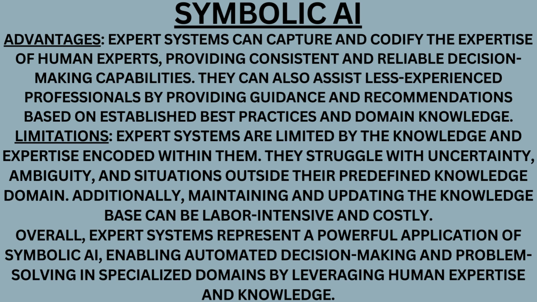Limitations. Expert systems are limited by the knowledge and expertise encoded within them. They struggle with uncertainty, ambiguity, and situations outside their predefined knowledge domain. Additionally, maintaining and updating the knowledge base can be labor intensive and costly. Overall, expert systems represent a powerful application of symbolic artificial intelligence, enabling automated decision making and problem solving in specialized domains by leveraging human expertise and knowledge.